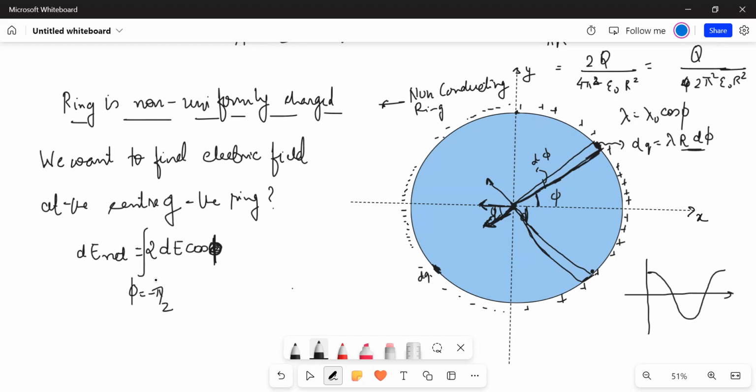Yes, sir. And phi is varying from minus pi by 2 to plus pi by 2. So it will be k dq, where dq is r lambda d phi, divided by r square, cos phi, integrated from minus pi by 2 to plus pi by 2.